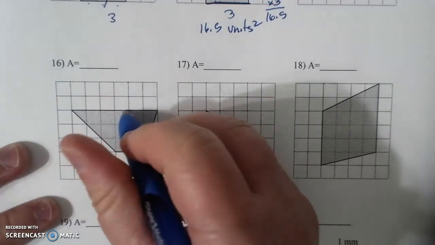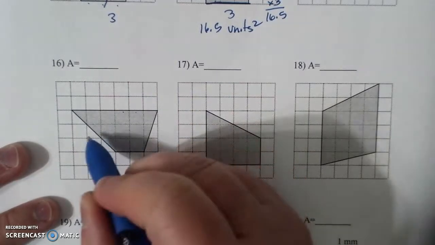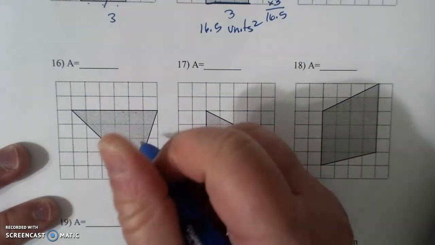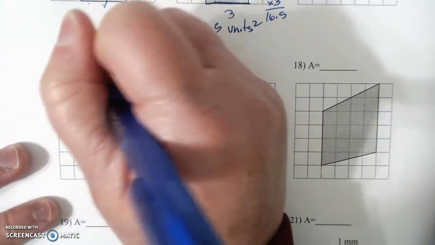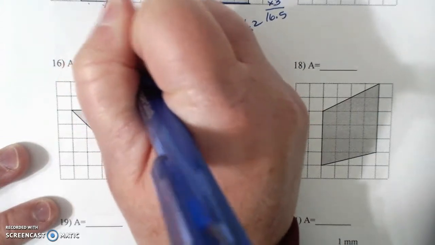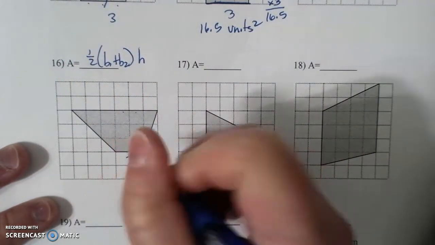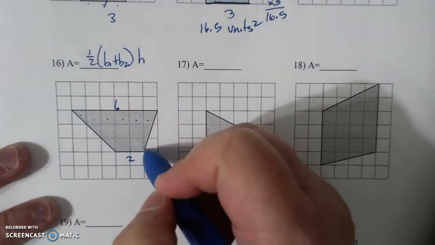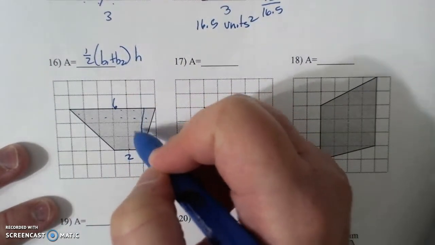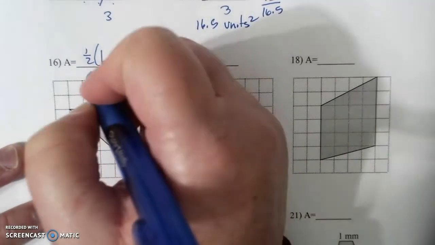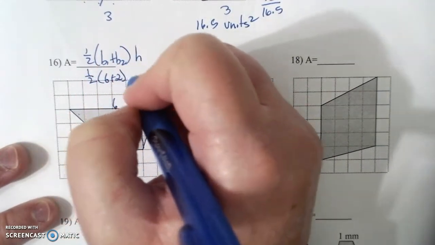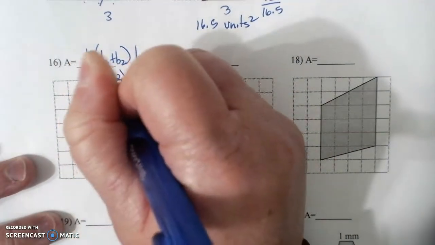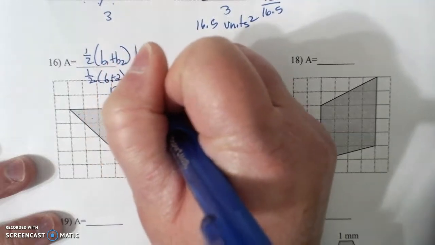Here's a trapezoid because it's a four-sided figure with a set of parallel sides and a set of non-parallel sides. So it's 1/2 base 1 plus base 2 times h. This base is 2. 1, 2, 3, 4, 5, 6. Height is, remember, the perpendicular, 1, 2, 3. So it's 1/2 of 6 plus 2 times 3. 6 plus 2 is 8. Half of 8 is 4. 4 times 3 is 12 units squared.